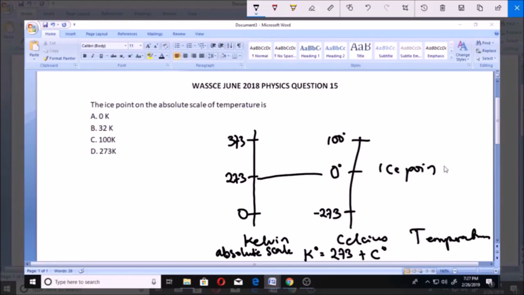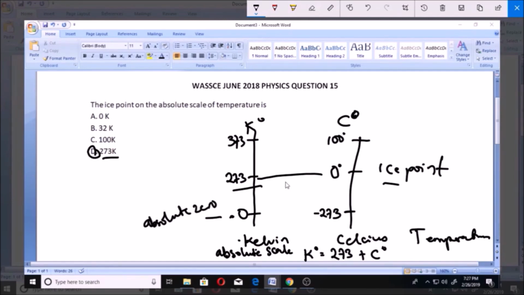So what's the equivalent of this ice point in the Kelvin scale? It is going to be 273 Kelvin. So this is in Kelvin and this is in Celsius. So the right answer here is D, which is 273. The ice point is 273. So be very, very careful. You might be tempted to pick 0 Kelvin as the ice point. 0 Kelvin is the absolute zero. That's the absolute zero and not the ice point.